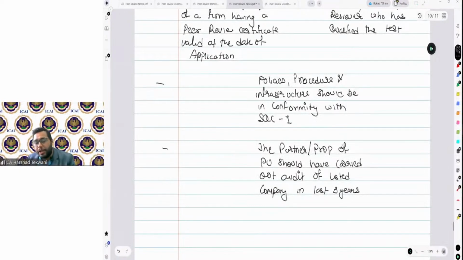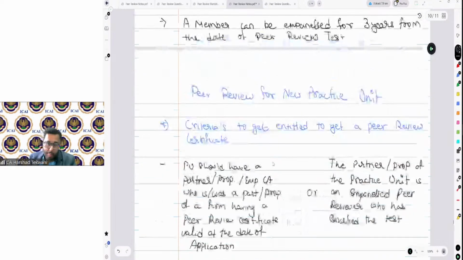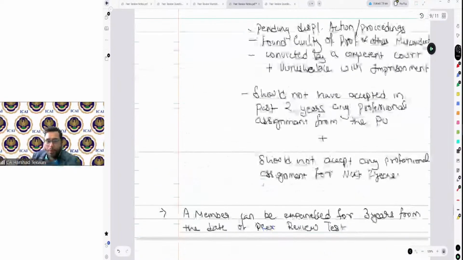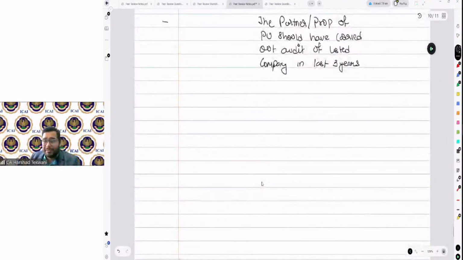The partner has done the audit when he was a partner in another firm. He has done the audit of a listed entity in the last 3 years. But currently, the firm for which they are applying has not rendered any assurance engagement. Then what? In that case, it is required to be mentioned in the peer review certificate or the report that the firm has not rendered any assurance engagement till now. And the validity of the peer review certificate for a new unit will be 18 months.